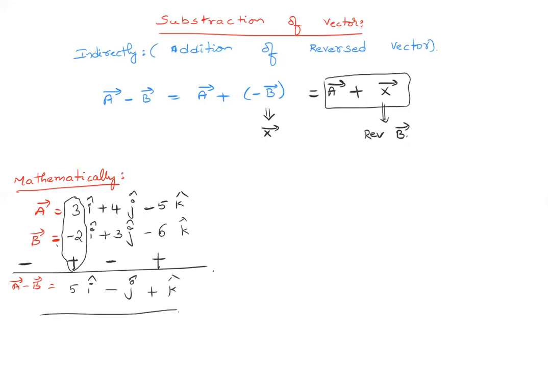So if the vector is in terms of i cap and j cap, you can simply do algebraic subtraction of the particular components. Wherever minus is there, just simply keep plus. Wherever plus is there, keep minus, and then do the calculation. But geometrical interpretation is the most important part.